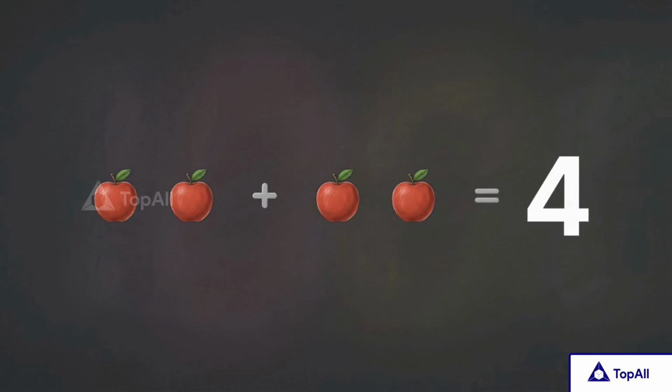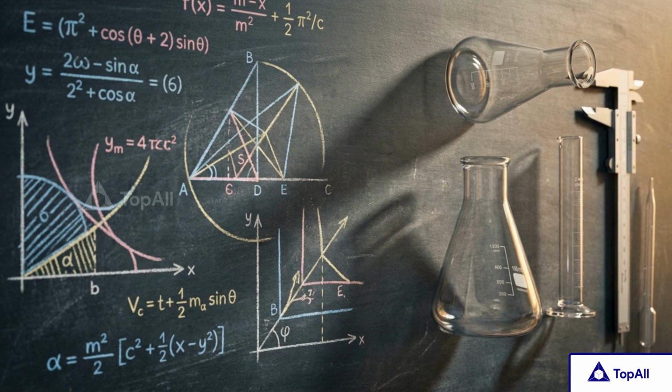Pure mathematics deals in absolutes. If you add 2 apples to 2 more, you have exactly 4. There is no margin for error. But the moment you move from the chalkboard to a scientific laboratory, that absolute certainty disappears.